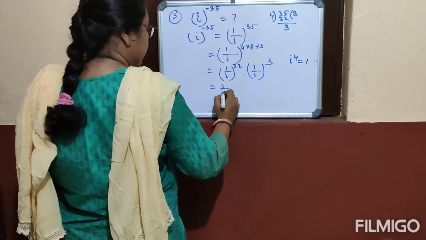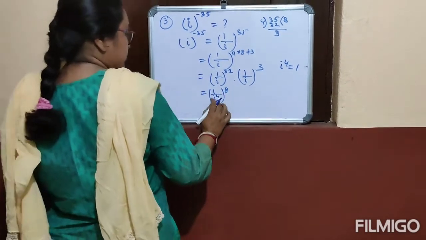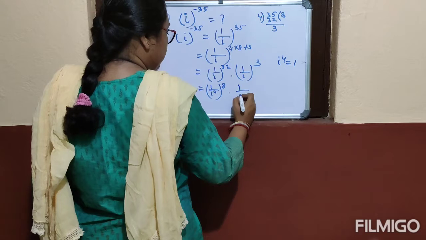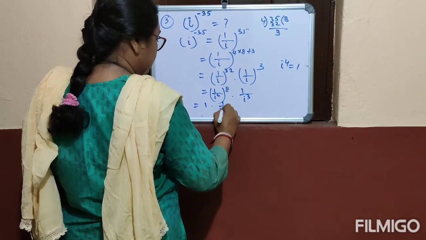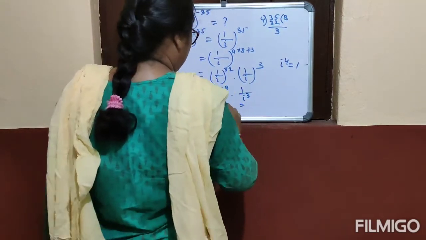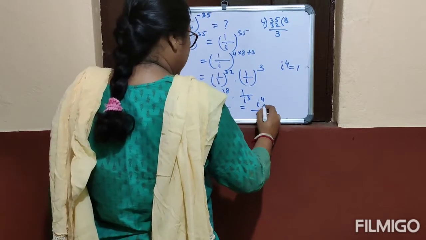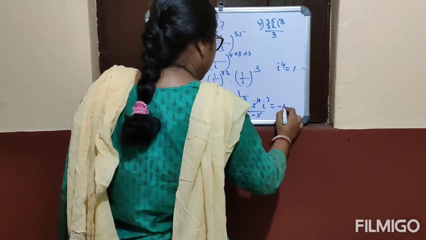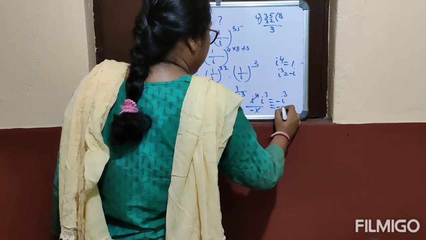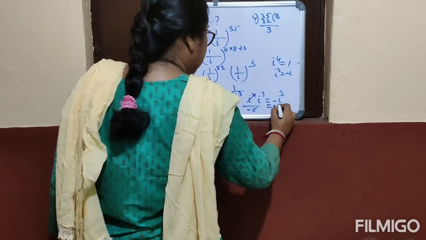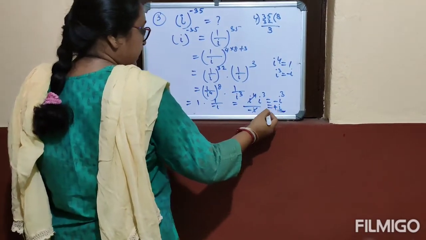That's why 1 by i to the power 4 whole to the power 8 is equal to 1, and 1 by i cube is equal to, this is 1 and 1 by i cube is equal to minus i. Now 1 by i is equal to i to the power 4 by i, and this part is cancelled. This is equal to i cube, minus i cube, equal to minus i, and minus of minus i is equal to plus i. This is my required answer.